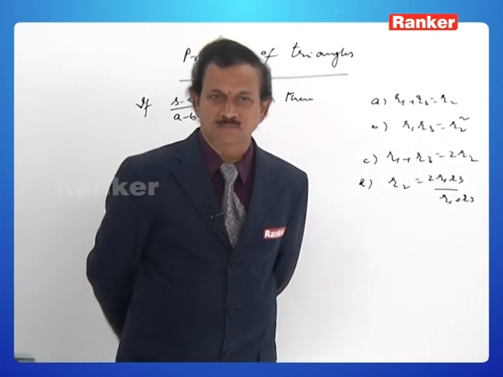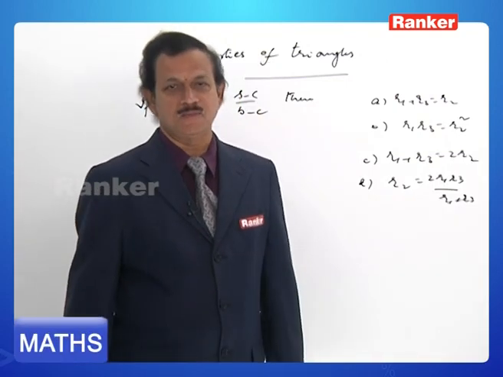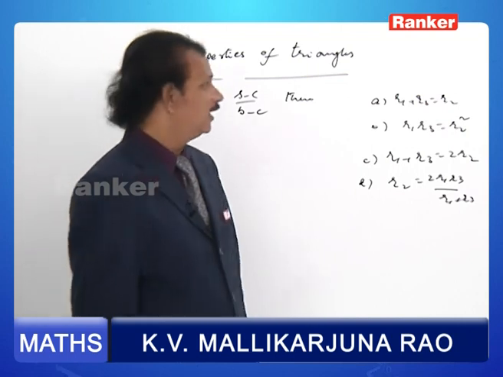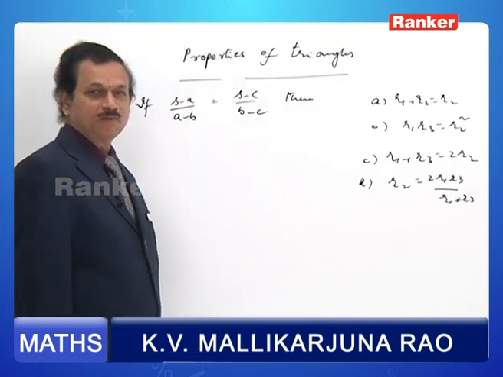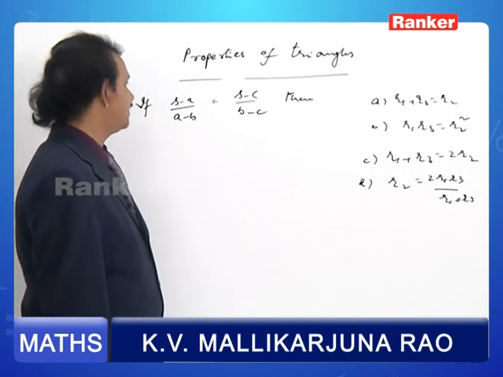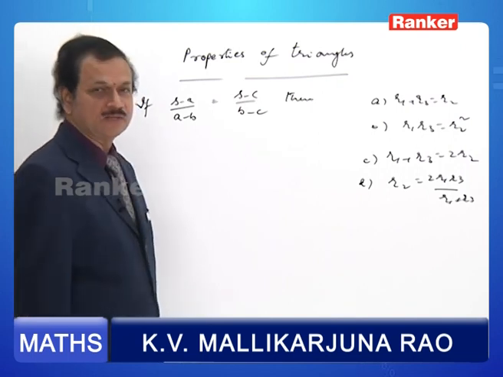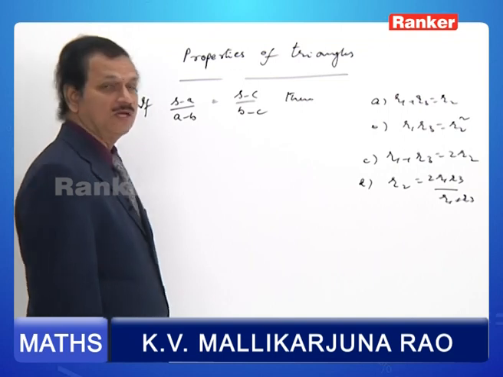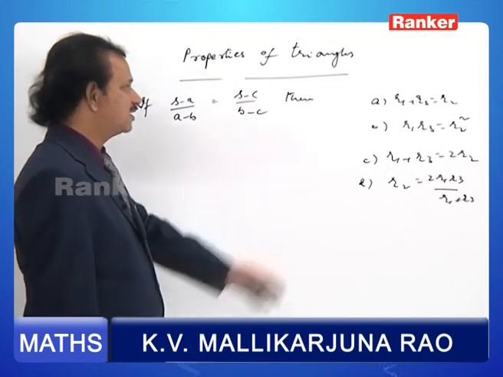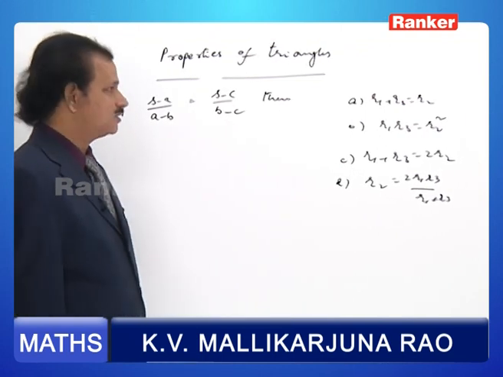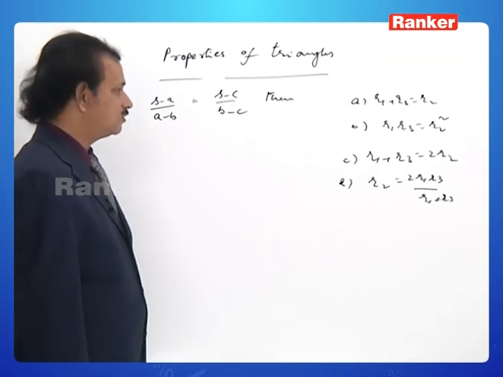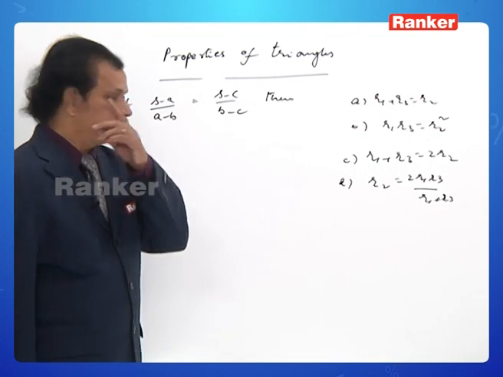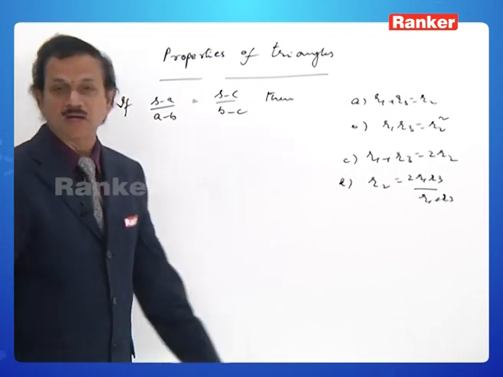In this session, we shall go through some more special problems in properties of triangles. As the very first problem, it is available on the board. You please look at that. If (s minus a) by (a minus b) is equal to (s minus c) by (b minus c), then which option is the correct option? R1 plus R3 is equal to R2, R1 R3 is equal to R2 square, R1 plus R3 is equal to 2R2, and R2 is equal to 2R1 R3 by R1 plus R2.